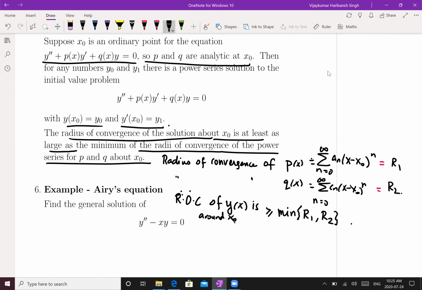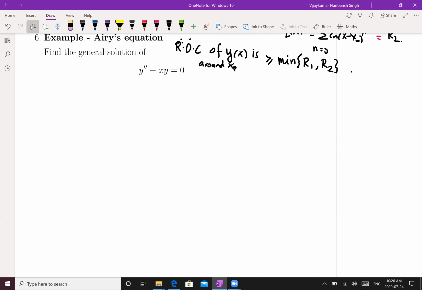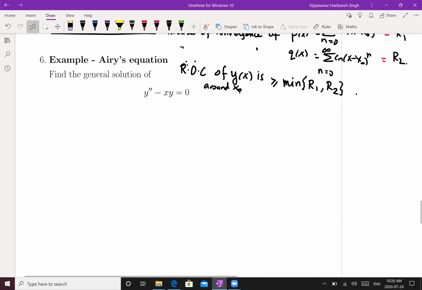So again, the philosophy is that the coefficients P(x) and Q(x) determine to a huge extent what the radius of convergence of the solution is going to be. And that is not surprising, right? So now let's work on this: y double prime minus xy equals 0. Let's find a general solution to this. This is what is called the Airy equation.